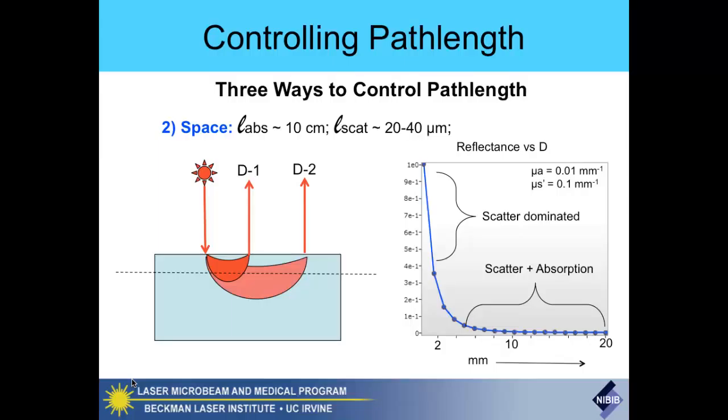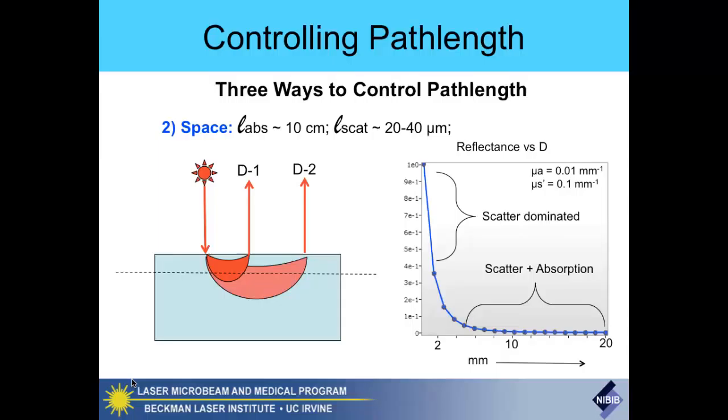Okay, the second way to control path length, and you've heard about this and you'll hear a lot more about it tomorrow, is in space. So here, as I mentioned, absorption lengths in the near infrared are greater than scattering lengths. So typically they're about 10 centimeters. You can think of absorption lengths in the near infrared as incredibly long. This is the average distance between absorption events. It's not the average distance between molecules. So the molecular distance is the same regardless of whether you're in the near infrared or in the visible. It's just that the probability of absorption is much lower in the near infrared. So the effective absorption length is greater.